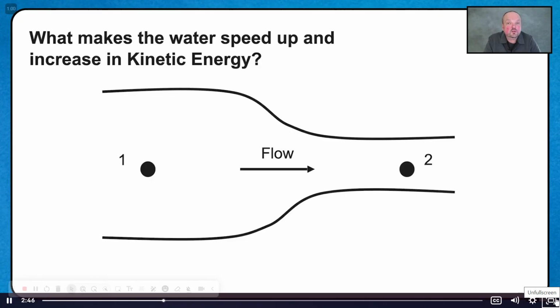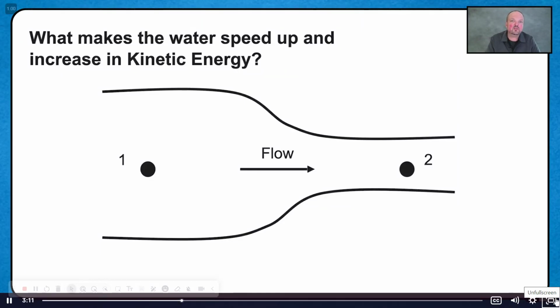And we've already learned using the continuity equation that as the pipe narrows, as the cross-sectional area decreases, the speed increases. Well, what would increase the speed of the water? We know that it happens, but there has to be some mechanism by which it's happening. If something speeds up, if something changes its velocity, we know there must be some net force acting on it.